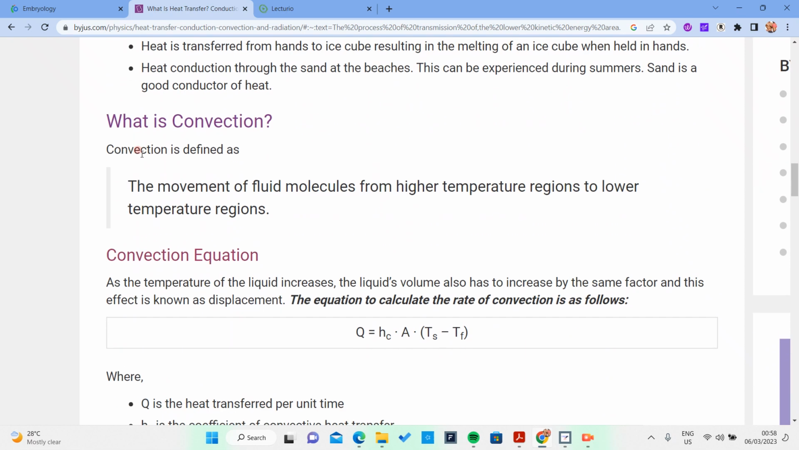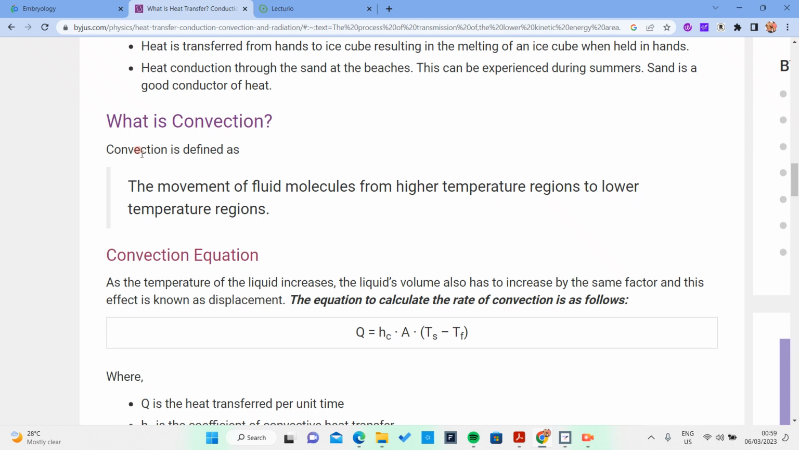Now let's talk about convection. What is convection? Convection is the movement of fluid molecules from a higher temperature region to a lower temperature region. Take note that for conduction, it is solid particles, while for convection, it is fluids. Don't forget, I said it when I was talking about states of matter. Under fluids, we have two states of matter: the liquid and the gas. So fluid is not just liquid, it is both liquid and gas.